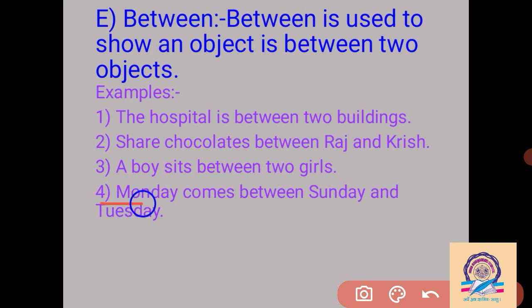Then Monday comes between Sunday and Tuesday. First Sunday and then Tuesday. So which day comes between? Monday comes between Sunday and Tuesday. So for between we have to use it when there are two objects.